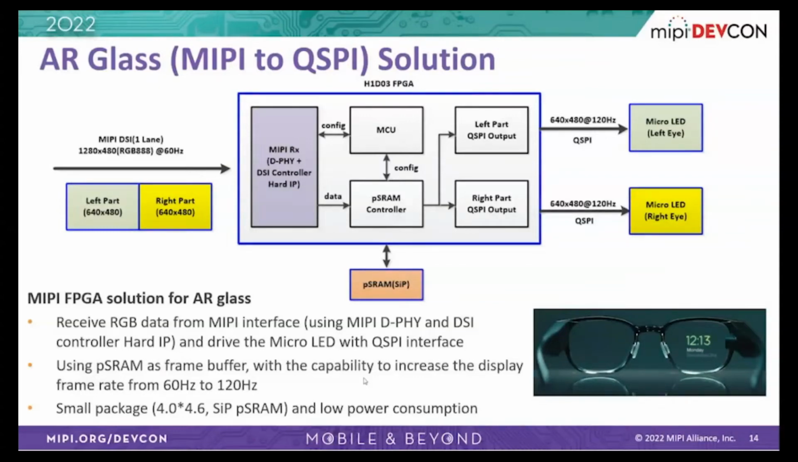Okay, the first thing is that H1D03 needs to receive the RGB data from the MIPI interface and drive the micro LED with the QSPI interface. And the second is it can also increase the display frame rate. This is another advantage of this chip. It can also provide a small package option with PSRAM SIP in it. With the PSRAM, the H1D03 is able to increase the frame rate from 60 Hz to 120 Hz, and the package is pretty small, less than 5 by 5 millimeters.